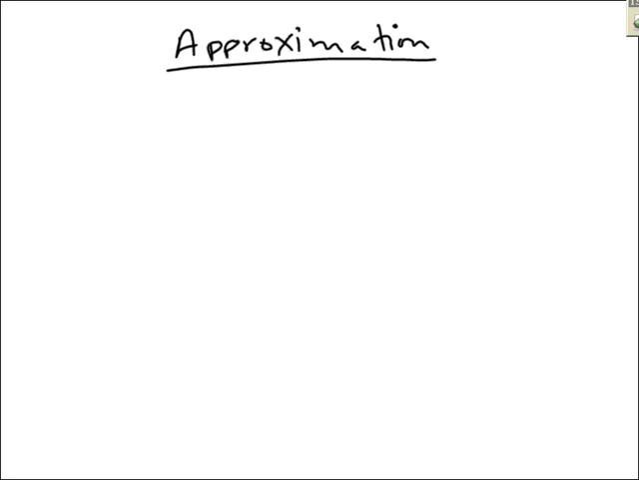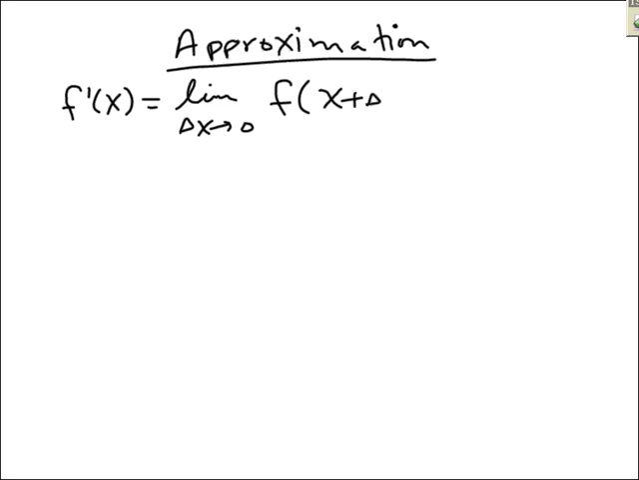how to do this. Now, remember that the derivative, f prime of x, is equal to the limit as delta x goes to 0 of f of x plus delta x minus f of x all over delta x. In fact, I have every right to replace x with something else. I'm going to call it a instead.